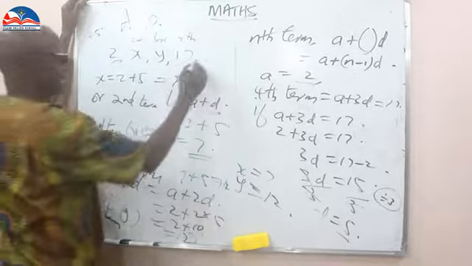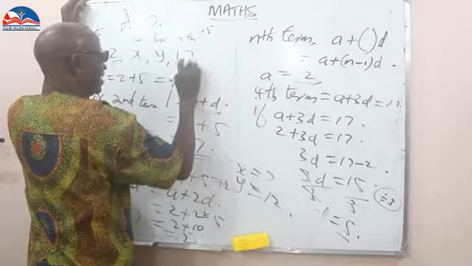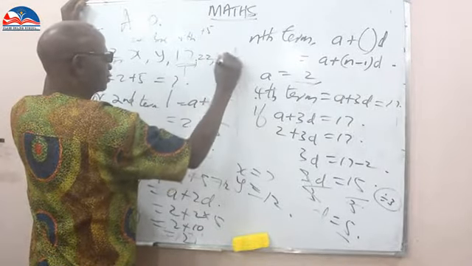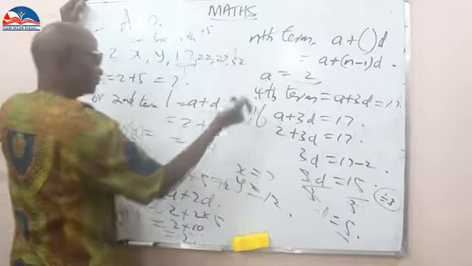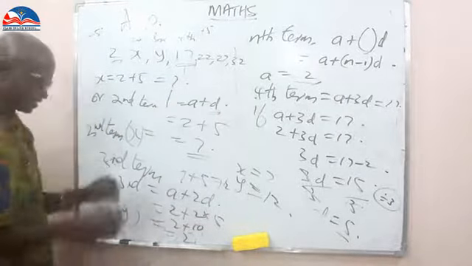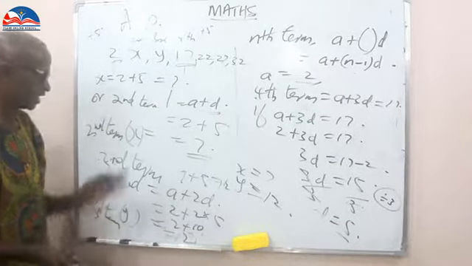If I keep on, maybe the next terms will be plus 5. If I add 5, I get 22. Add 5, 27. Add 5 again, 32, and so on and so forth. Just addition of 5. That's arithmetic progression for you. Now, this is when it is addition.